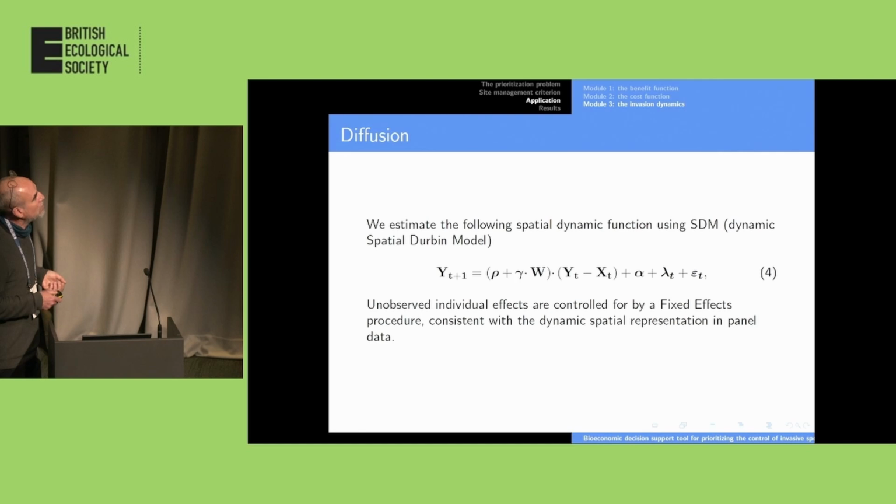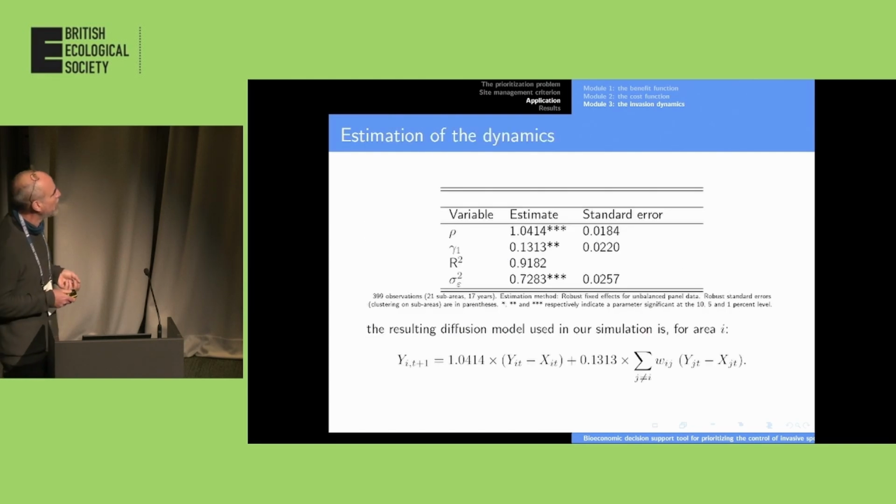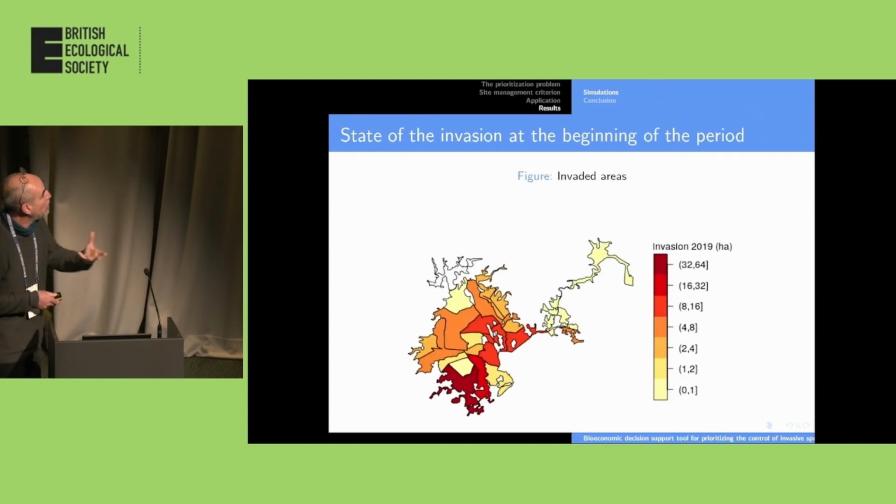About diffusion, this is the same equation as what we had at the beginning, but there's a fixed effect. It doesn't matter much. We had a very good estimate. I was really impressed by this simulation of the spreading within the park. So in fact, we estimated this, and now we've got the 3 modules. I can move to my results.